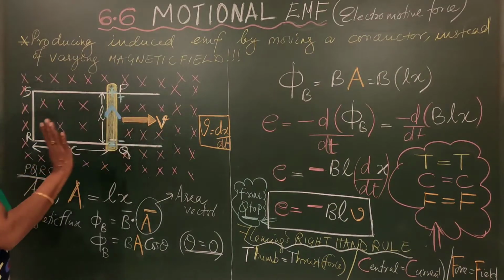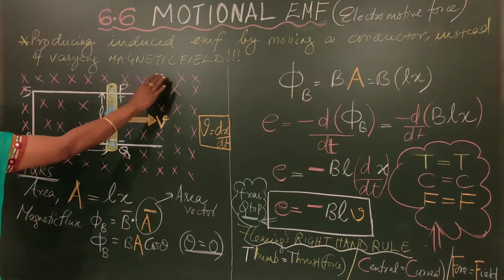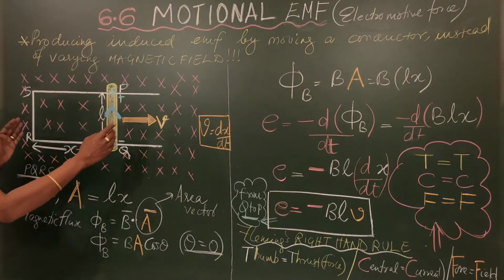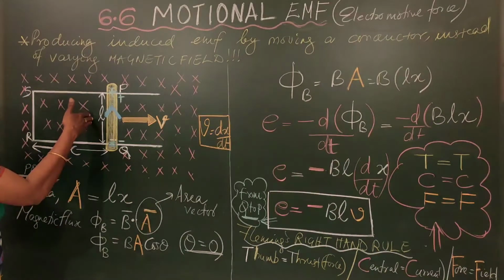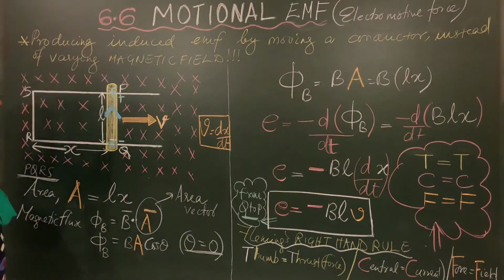Okay. Now, here you have the magnetic field shown as cross. Magenta cross seen here is the magnetic field, which means it is directed well into the plane of the board. So, B has a direction well into the plane of the board. Clear? And that is a time independent magnetic field, not varying.